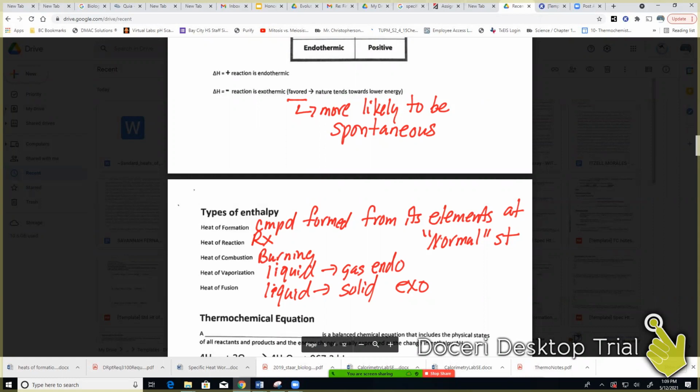Today, we're mainly going to be dealing with heat of formation, using that for some calculations to find our heat of reaction and heat of combustion. We probably won't get to the other two things till next week.